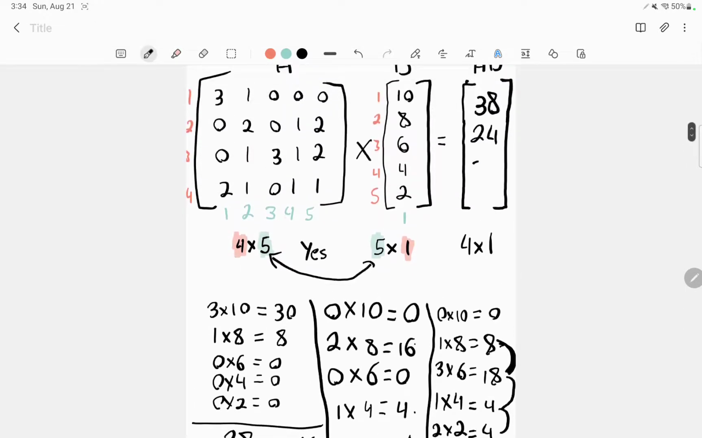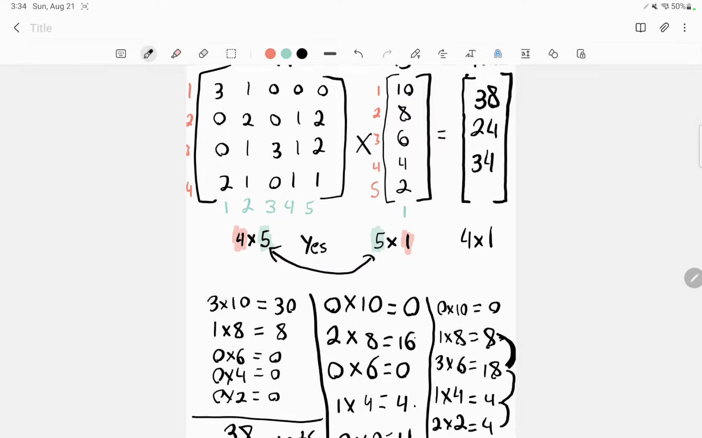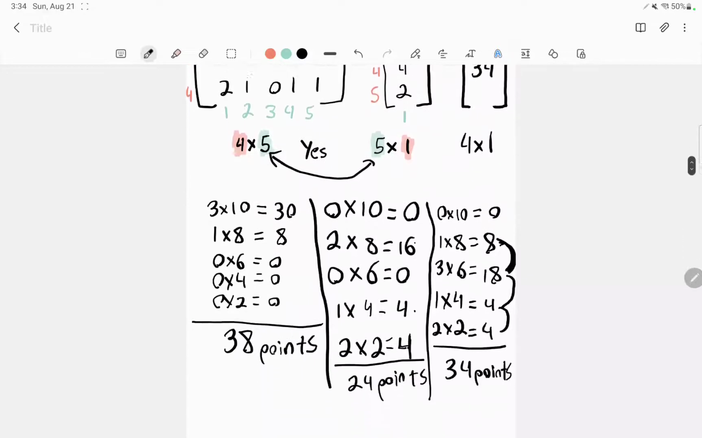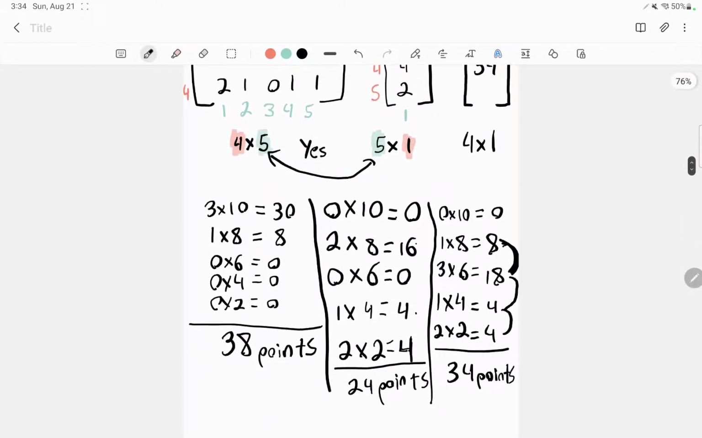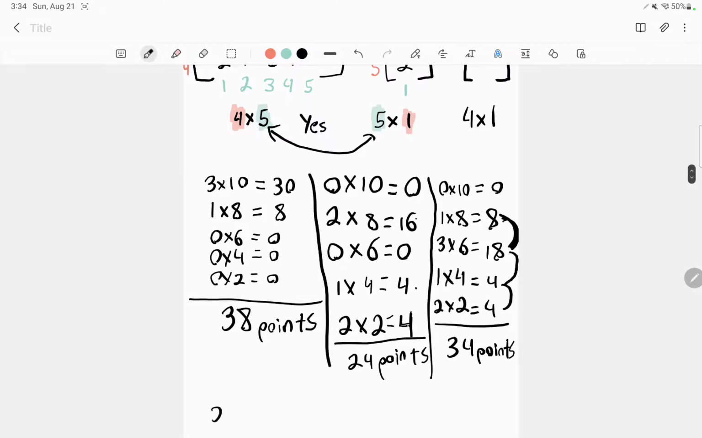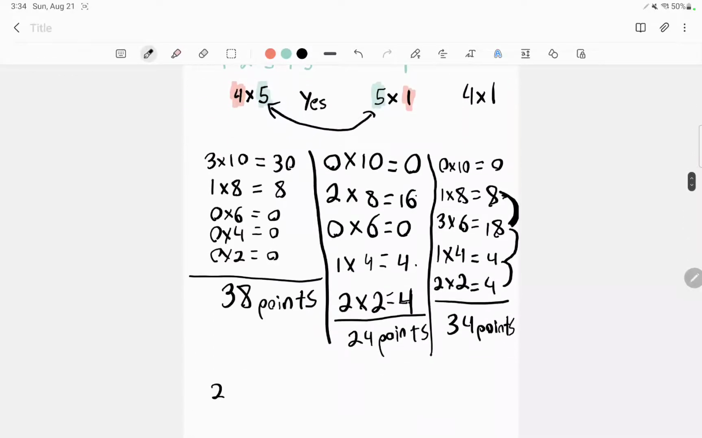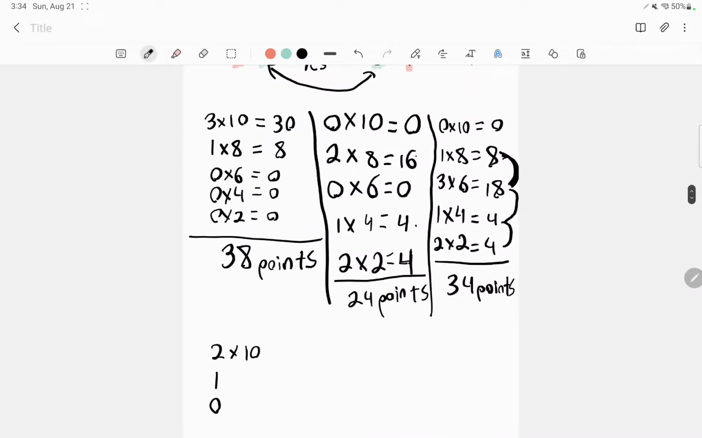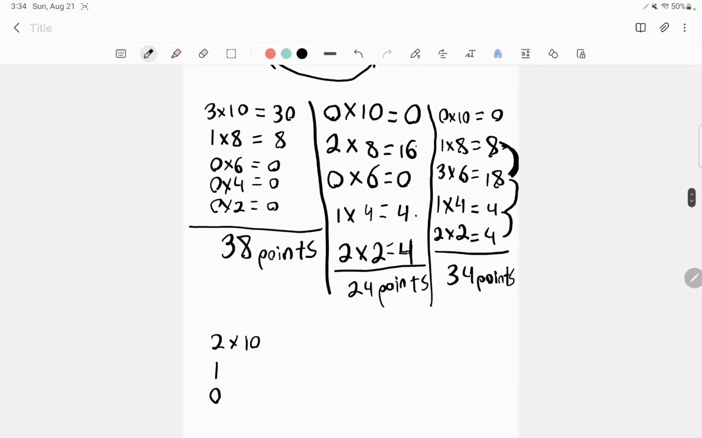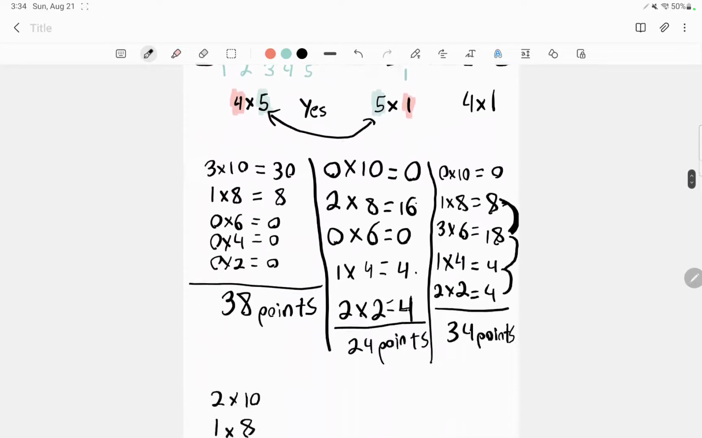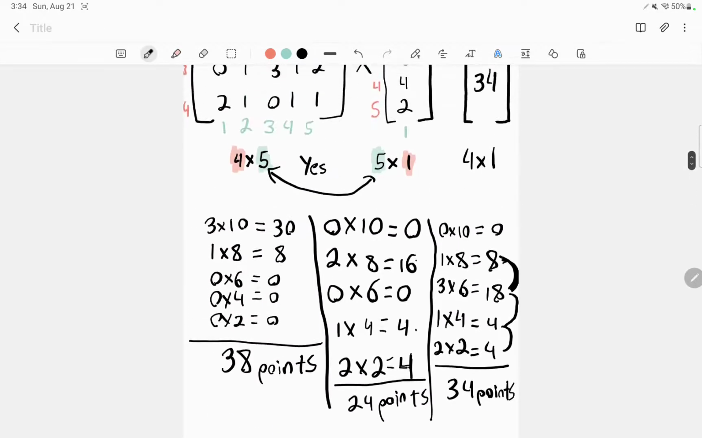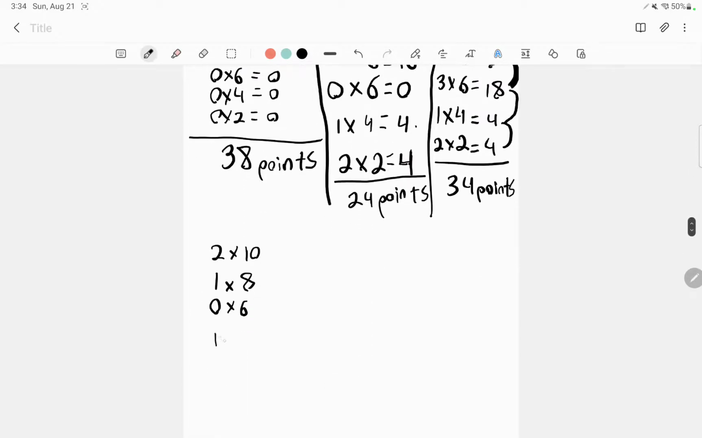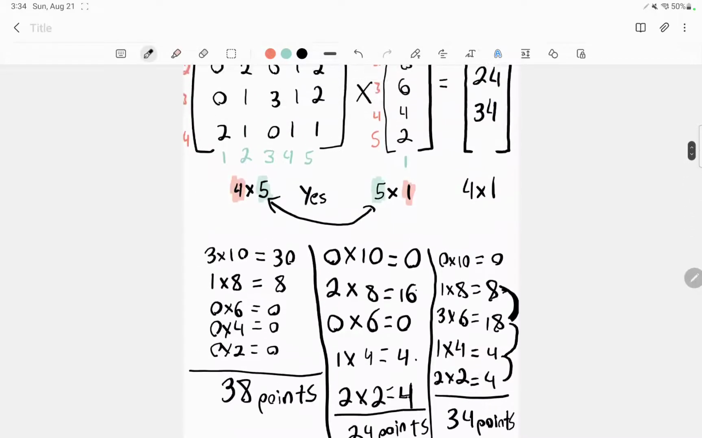Now the final, we just have to figure out the final person. So let's go ahead and look at the values for it. So we're going to do 2 times 10. Then it's going to be 1 times 8. Then it's going to be 0 times 6. Then it's going to be 1 times 4, then it's going to be 1 times 2, if I'm correct. Yes.